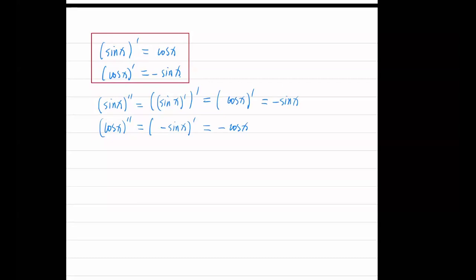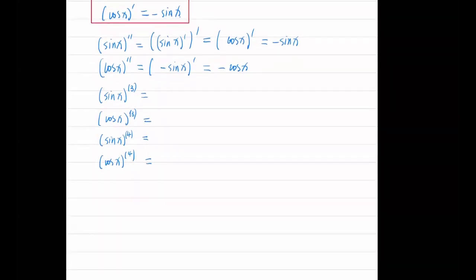One more step. Find the third derivative of sine and cosine. Sine x third, cosine x third. And the fourth, sine x fourth, cosine x fourth, and you know where this is going. I want to go to 100. What is sine x 100th derivative, cosine x 100th derivative? Could be difficult, could be easy, depends on how you view it.